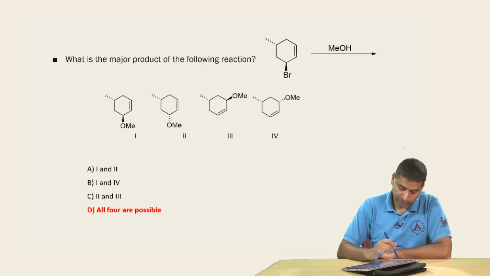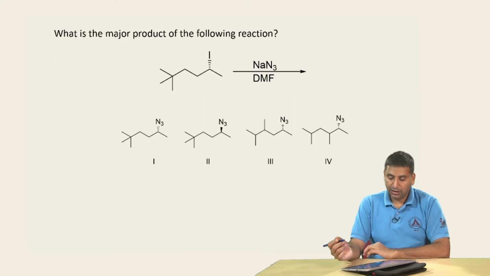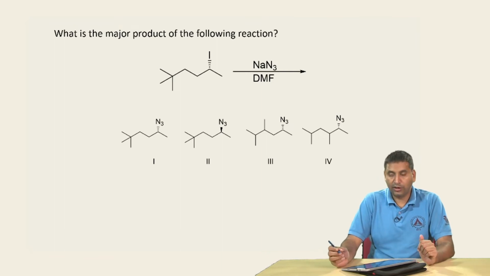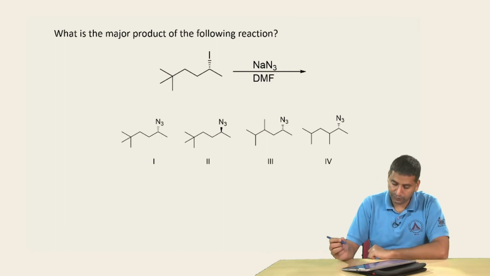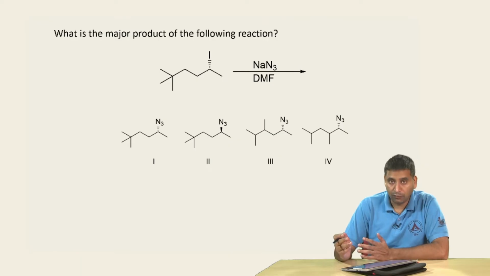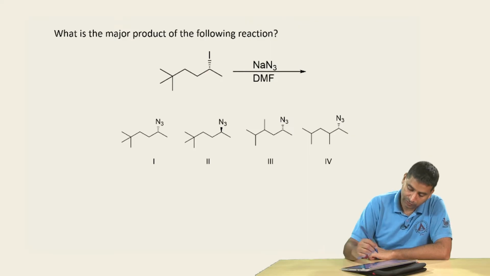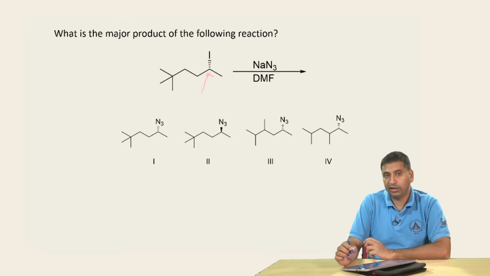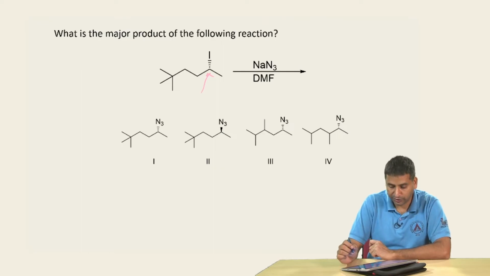Now, let us move on to the next question. What is the major product of the following reaction? Okay. So, if you just take a minute to look at the structure, this compound is actually an iodide, and in this iodide it is a secondary iodide, and you have actually 4 different groups on that carbon. Okay. So, therefore, this carbon over here is actually chiral. So, therefore, you need to pay a little bit of attention to stereochemistry.